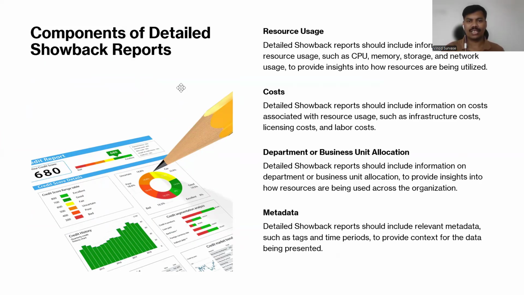So there are different things like resource usage. The components of detailed showback reports are going to consist of resource usage as well as cost of each, the department or business unit allocation, and the metadata, right? This way we can see how much we are spending, what was the need, or what was the requirement of each of the business units or each of the projects, right?